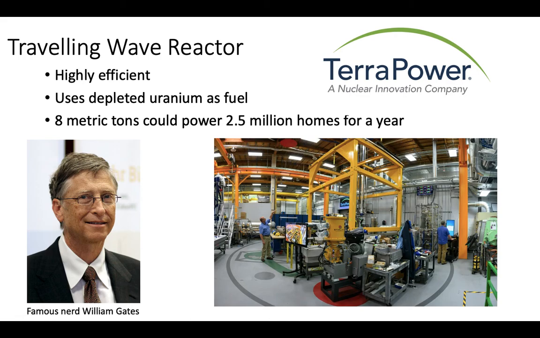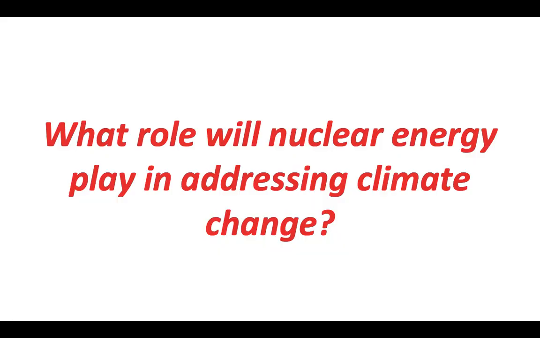Looking ahead, Bill Gates has been working with a company called TerraPower, which is a nuclear innovation company, to develop a new type of nuclear reactor called a traveling wave reactor. It's highly efficient. It actually uses nuclear waste as its fuel, so it's tackling 2 problems at the same time. It's generating electricity, but it's also reducing the amount of nuclear waste produced by actually using it. And 8 metric tons of waste could provide about 2.5 million homes with electricity for a whole year.